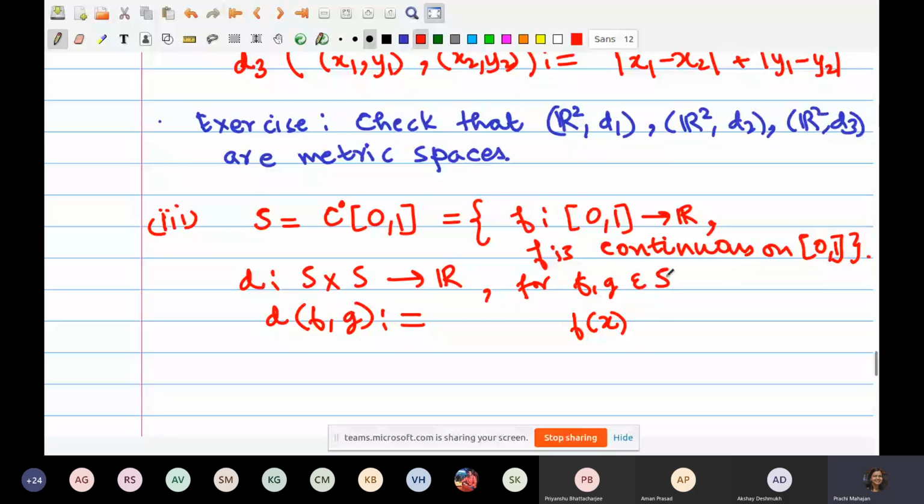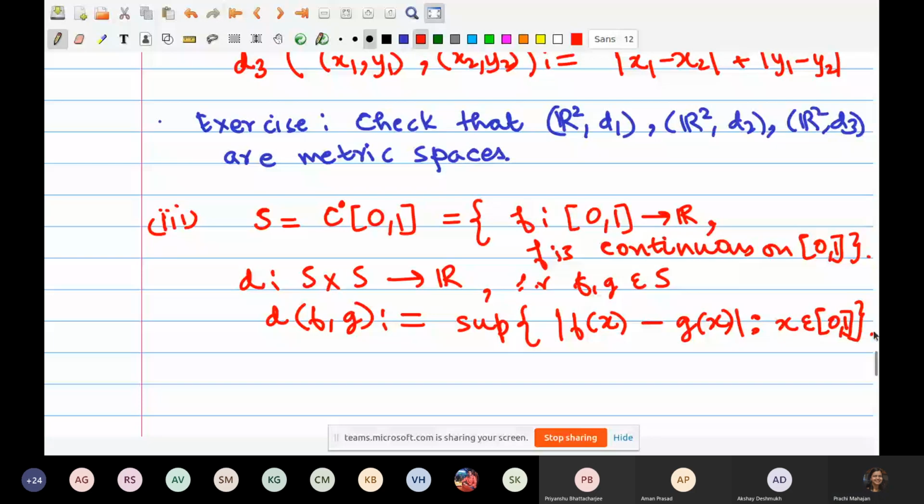I'm going to consider f(x) minus g(x). What is x? x is any arbitrary element in the interval 0, 1. f(x), the output, is a real number, and so is g(x). So I can take the absolute value of this. Now on the left hand side, I need to compute something which is independent of x. One way to do it is to take the supremum of that as x runs throughout the interval 0, 1.